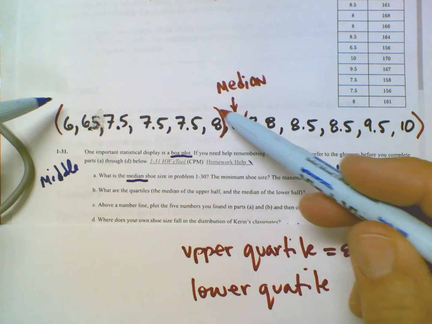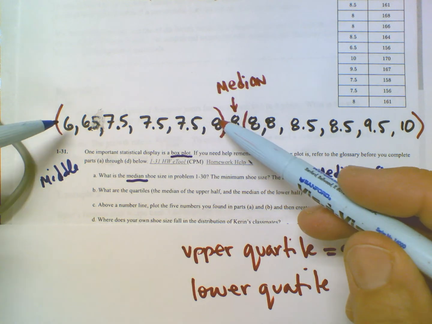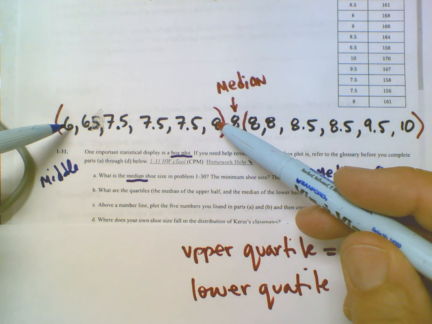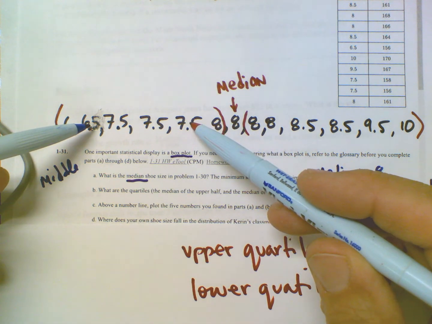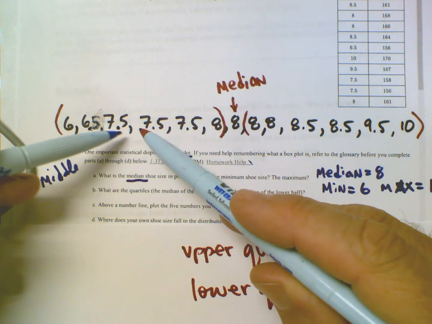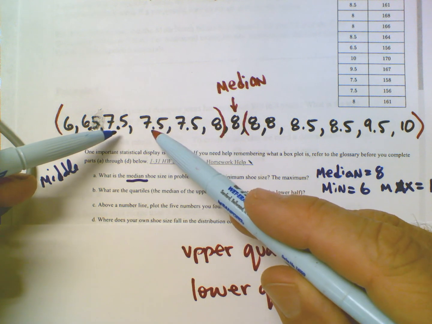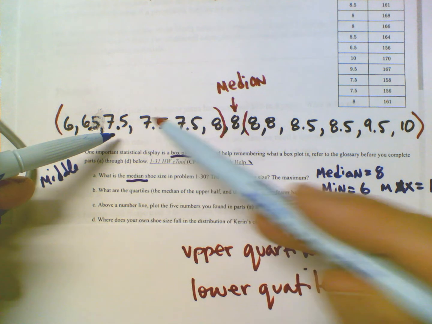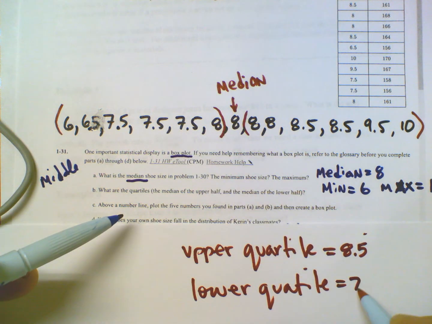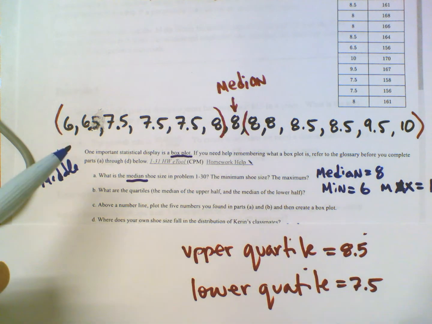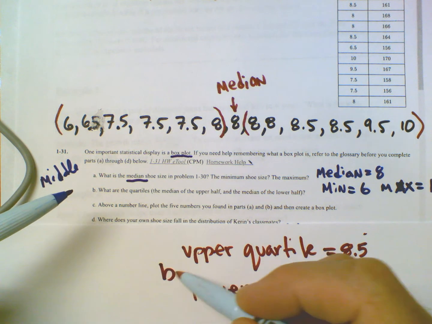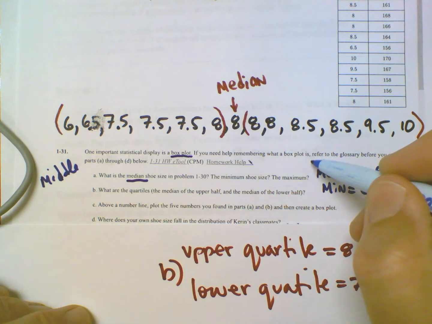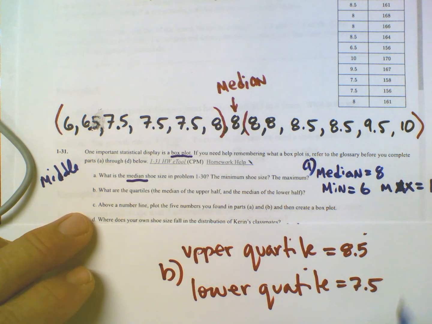So then the lower quartile is found by doing the same thing, but on the lower half of the data. Again, I have 7.5, 7.5. So I normally would add the two numbers and divide by 2, but that plus that divided by 2 is the same thing. So it's going to be that 7.5 for the lower quartile. Okay. So this is B. This was A. Now I need C.